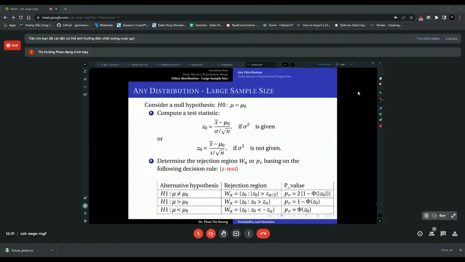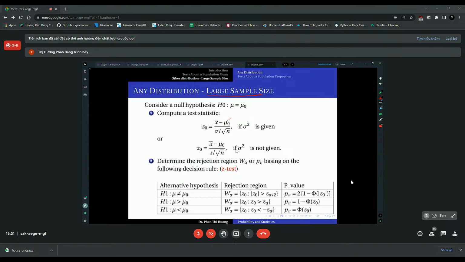So in the first two cases, we need one important assumption, that is the population must follow the normal distribution. Now let's consider the next case. Suppose that we don't have the normality assumption. We don't know whether the population follows a normal distribution or not. Generally, we don't have information about the population, or the population can follow any distribution but not normal. In this case, we need a large sample size.